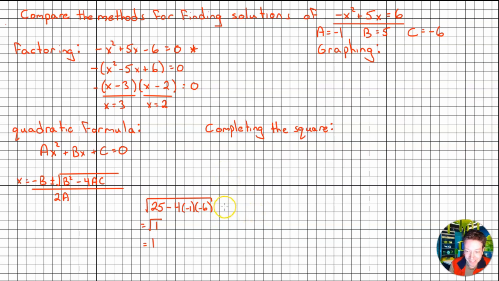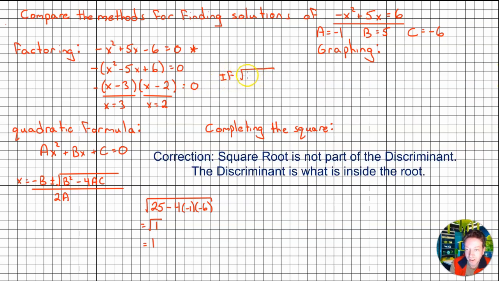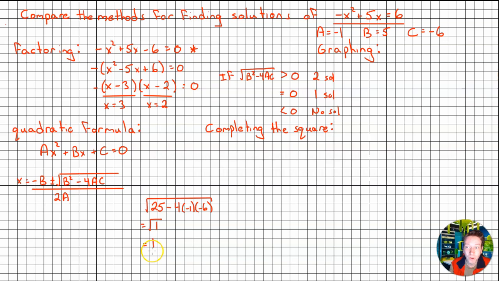So what does this tell us? Well, if the discriminant, the square root of b squared minus 4ac, is greater than 0, then we have two solutions. If it's equal to 0, we have one solution, and if it's less than 0, no solution. So clearly, even though we don't know what the solutions are yet, because this is equal to 1, we know there must be two solutions. So we can go ahead and solve for those.